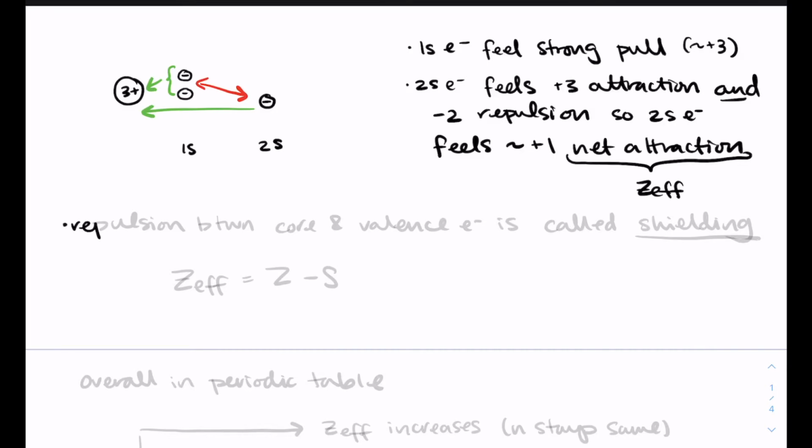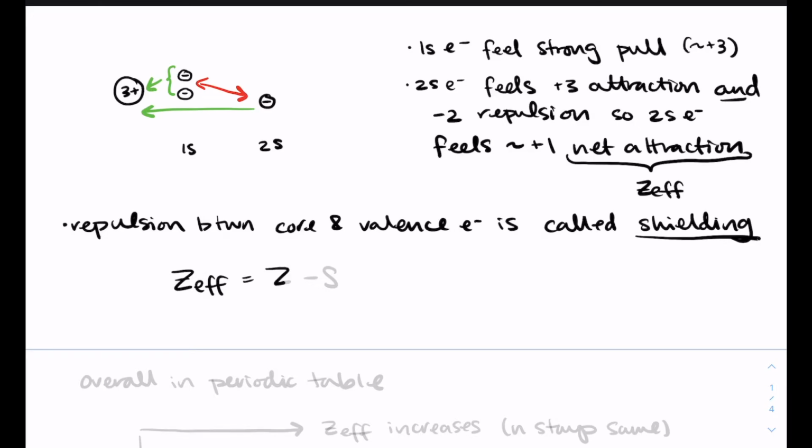You can calculate effective nuclear charge, where you take the actual nuclear charge and then you subtract the amount by which other electrons screen or shield that electron from the attractive force. It uses something called Slater's rules. You don't have to do it until you get to inorganic chemistry. So if you aren't taking inorganic chemistry, you'll never have to do it. But there is a way to calculate it.